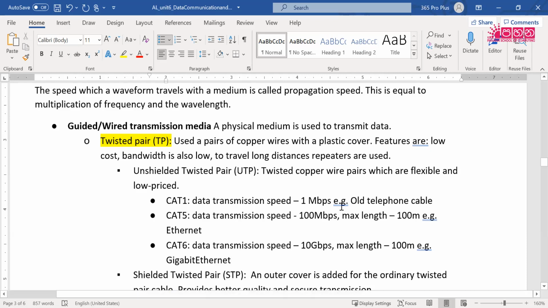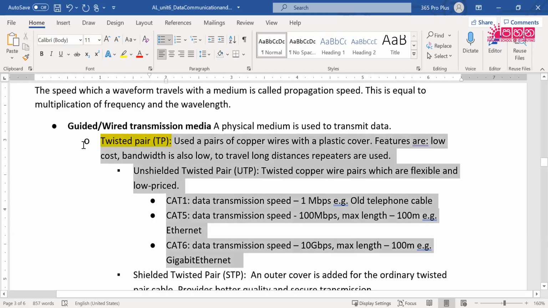So that's about the unshielded twisted pair. There are different categories, and you will see that the amount of data and the bandwidths are different. Okay, so you can now take down up to this point under twisted pair.